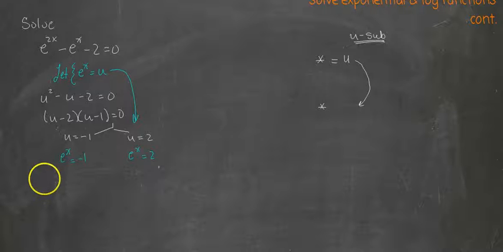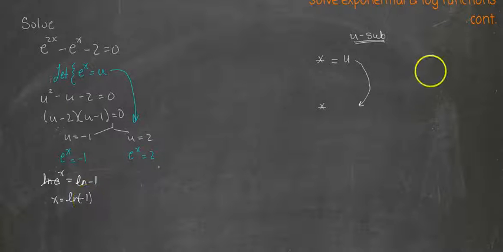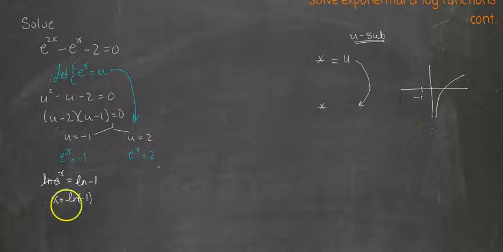E to the x equals -1. If I take the natural log of both sides, the natural log of e to the x equals the natural log of -1. Well, natural log of e cancels, so I get x equals the natural log of -1. If I put that into my calculator, I'm going to get an error because, remember, the natural log function looks like this. I can't choose a -1 for the natural log. So this is actually not a correct answer. I don't really have to go to my calculator and have it tell me error. That is an extraneous solution, not a solution to the equation.